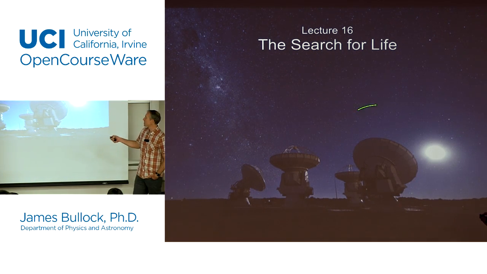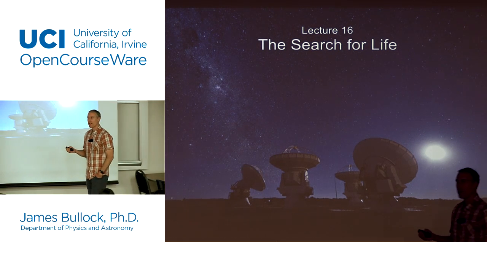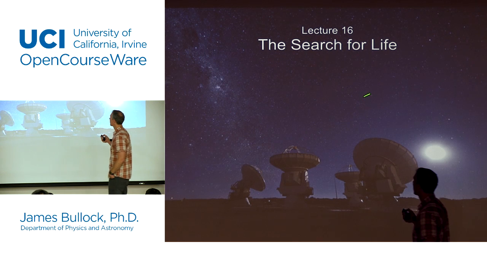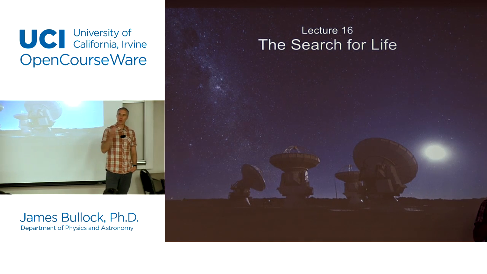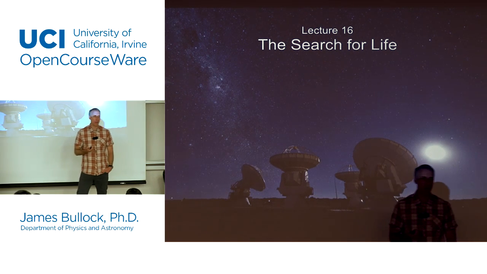Every one of these dots is basically its own solar system with planets. And so how do we go about searching for life in the broader galaxy, given how far away the stars are? How do we go about doing that?